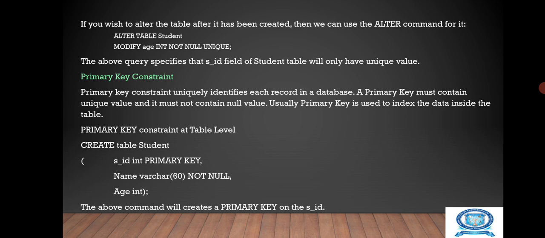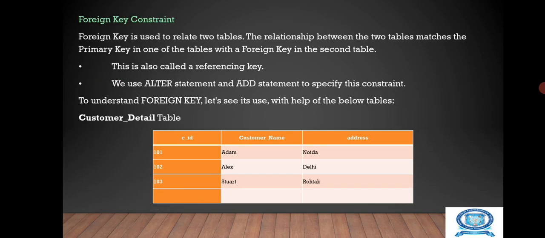The primary key constraint. The primary key constraint uniquely identifies each record in a database, and the primary key must contain a unique value and it must not contain a null value. The primary key is used to index the data inside the table. In the above example, the primary key is the SID.